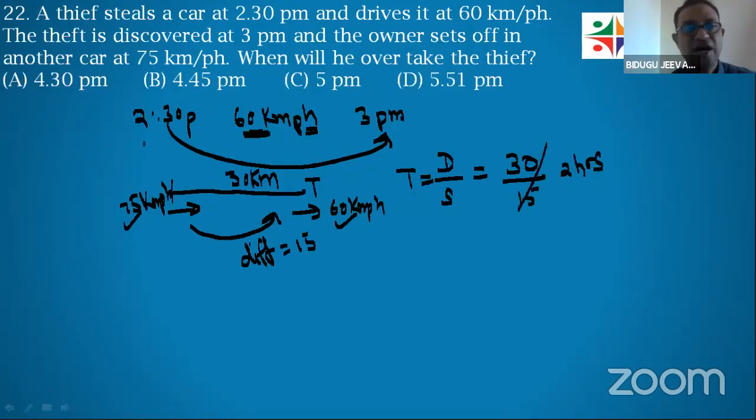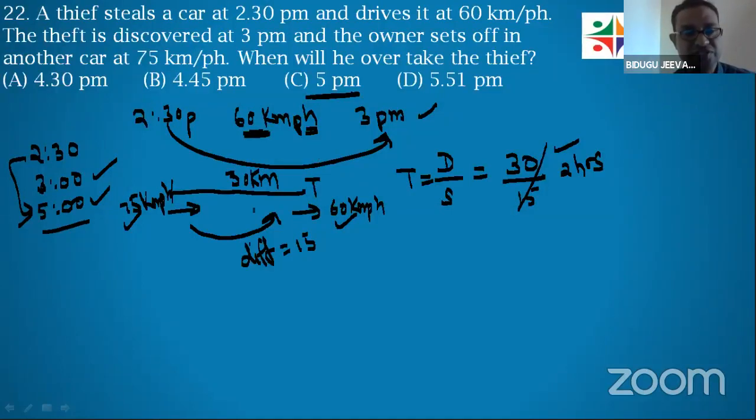So 2 hours after 3 p.m. What is the time? 5 p.m. Now, if you write clearly: 2:30 stolen, 3 o'clock the owner got the message, and within 2 hours, at 5 p.m., he caught the thief. So this is the clear information. Here there are two stages. One is the duration before the owner got the message. How much distance was covered by the thief? Hope you understood clearly, right?